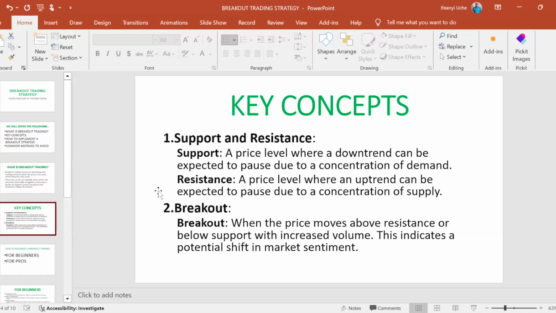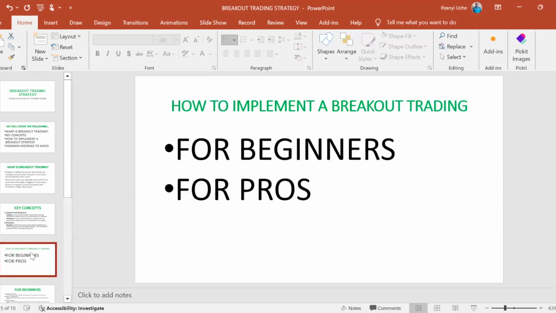So when this begins to happen, at a certain point, as volume surges towards a particular direction, a breakout will occur, either to the upside or to the downside. Now we are going to be looking at how to implement a breakout trading strategy. We'll consider two categories of traders here: you have the beginner traders, and then you have the pro traders.